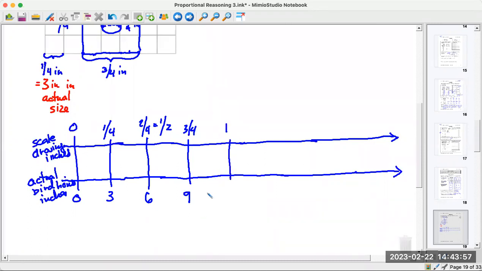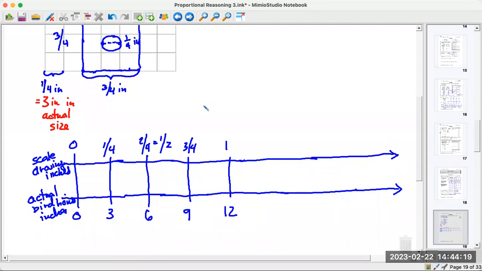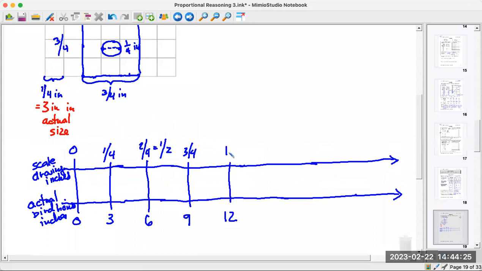After 3/4 comes 1 inch: 1/4, 2/4, 3/4, 1 inch. That makes it 12 inches in real life. This is an important one. That's our unit measurement, right? And we could go on and on, but I'm going to stop here. So now I know that for each 1/4 inch, I have 3 actual inches, and I'm going to make my house this big.